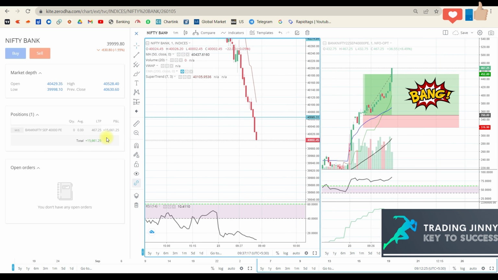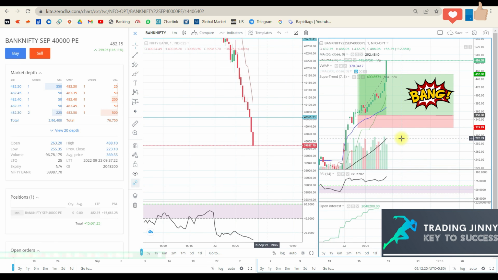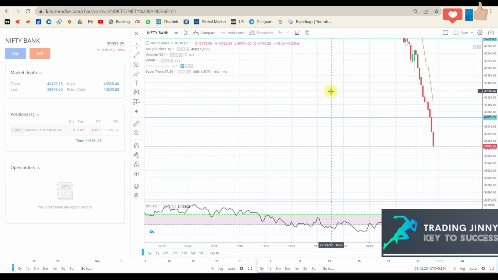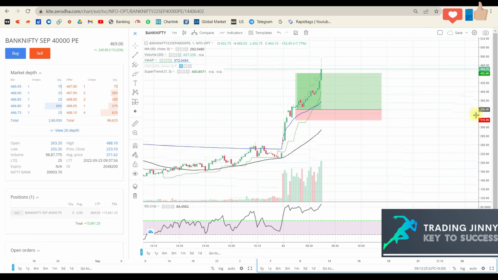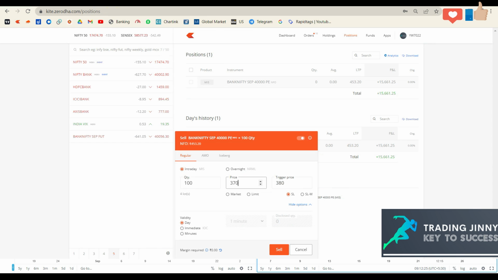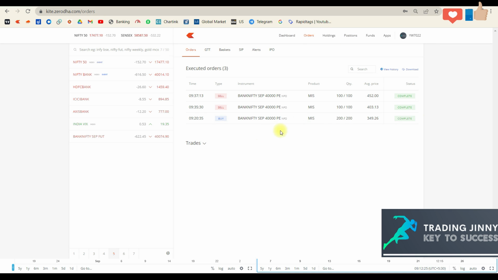What a trade, guys! Great, we've hit our targets. This is fantastic. We had taken the 40,000 put, and this has turned out to be a good trade with a profit of 15,000 rupees. So yeah, we made 15,000. You'll see my trade: bought at 349, and I've taken out 100 quantities at 403 and 452.